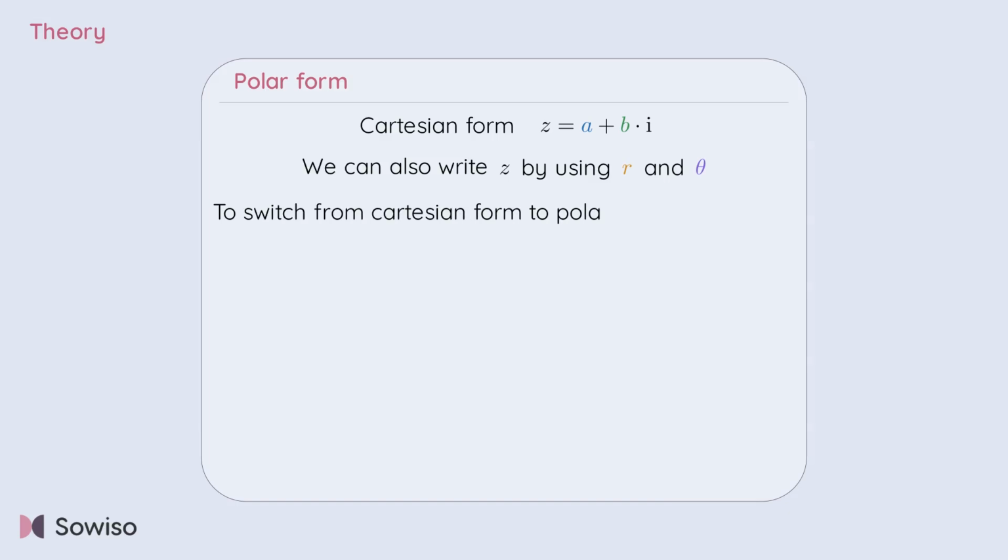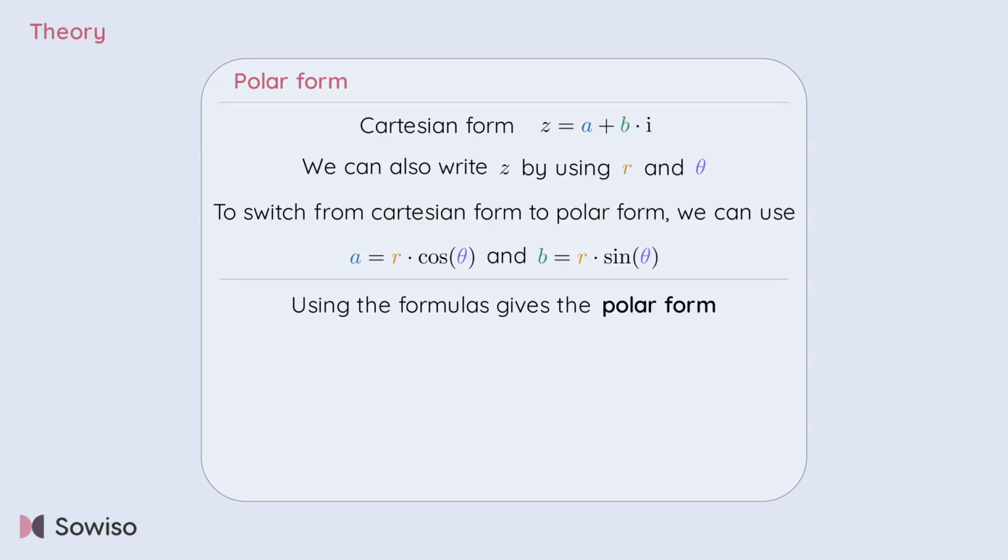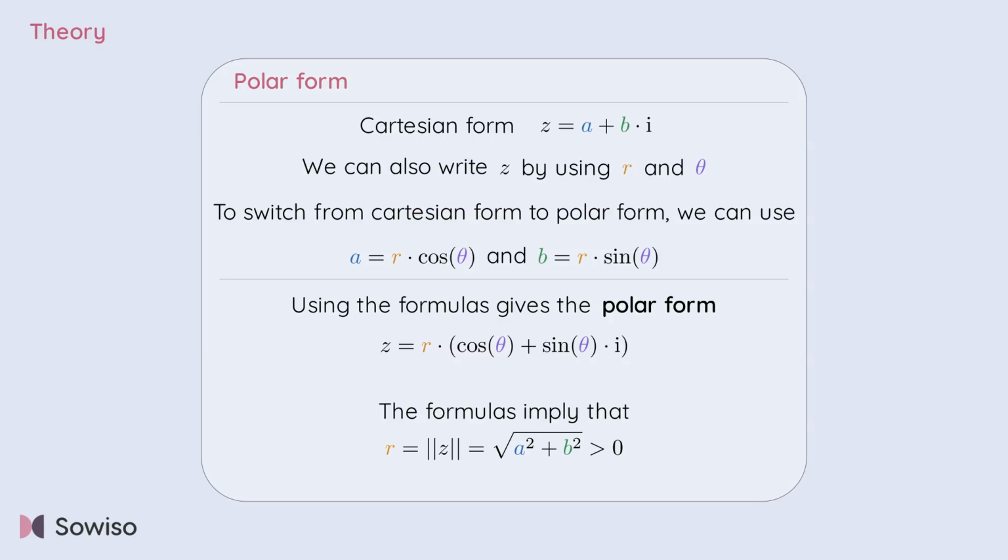To switch from Cartesian form to polar form, we can use the following formulas. Using the formulas gives us the polar form. Plugging in the formula for a and for b gives z is equal to r times the cosine of theta plus r times the sine of theta, multiplied by i. By factoring out the r, this can be simplified to r times the cosine of theta plus the sine of theta multiplied by i. The formulas imply that r, which is the norm of z, is equal to the square root of a squared plus b squared, which is always greater than 0.